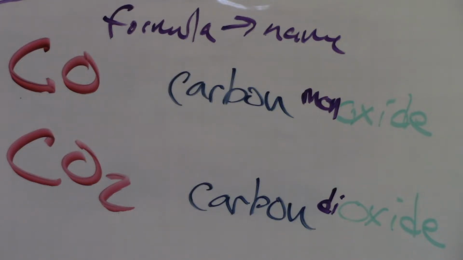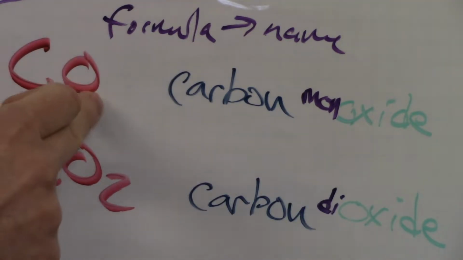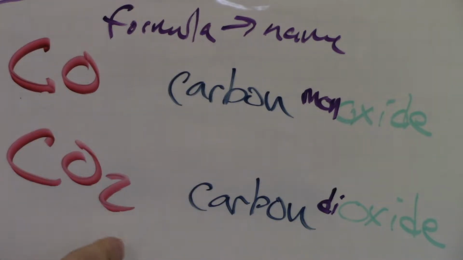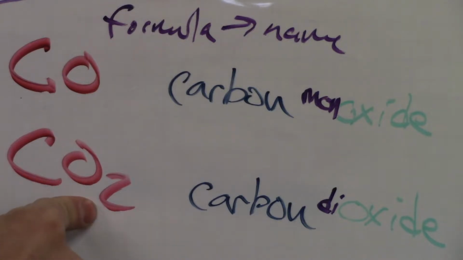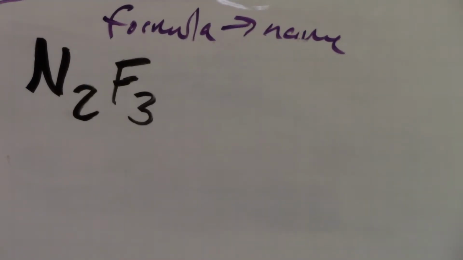So in this case, we have carbon monoxide, which literally means one carbon and one oxygen. Read it again. Look at this next one. Carbon dioxide. One carbon, two oxygens. That's all it is. Boom, magic.